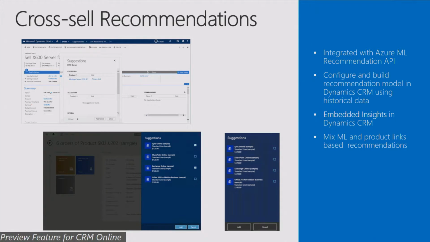opportunities or not. The way the system works, as I mentioned, is integrated with the Azure ML recommendation APIs. You can configure and build the recommendation model inside the CRM. You look at the historical opportunities, you look at the historical quotes and sales data, and there's a model that works behind the scenes to provide the suggestions for the products that you can include for the new opportunities that you're evaluating or the quotes and orders that you're looking at.